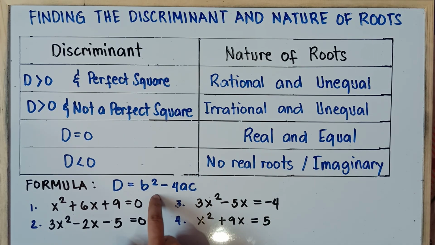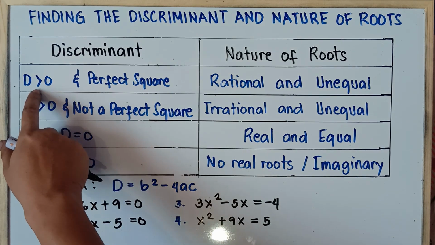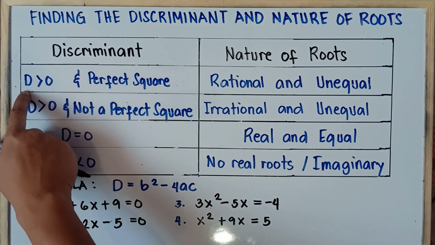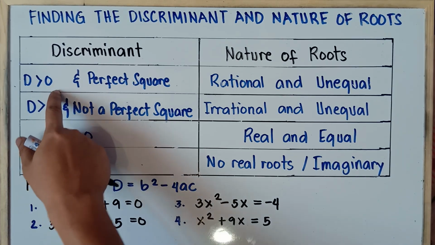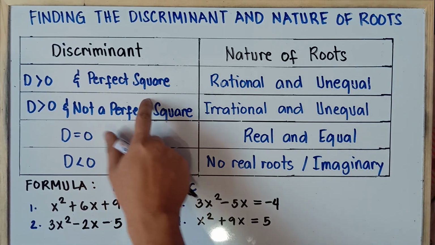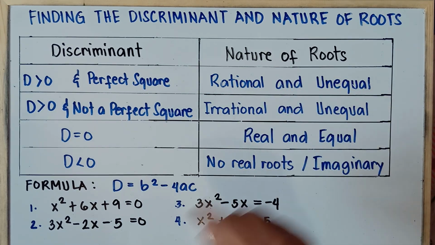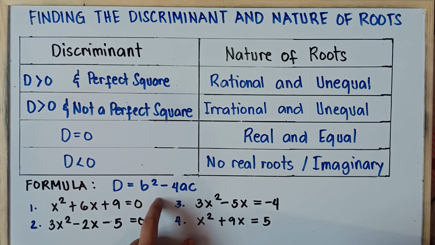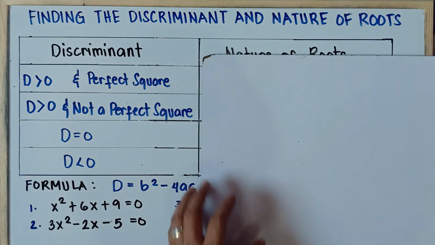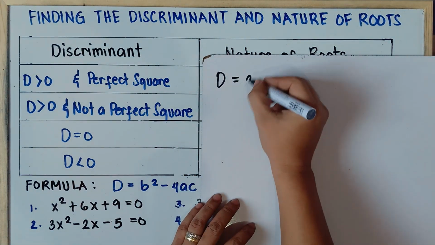Now when you solve for the discriminant, class, if your answer is greater than 0, once again, discriminant is greater than 0, and your answer is a perfect square, therefore, class, the nature of roots would be rational and unequal. Let me just explain that one, class. When you solve for the discriminant using this formula, example, your answer is D equals 25.